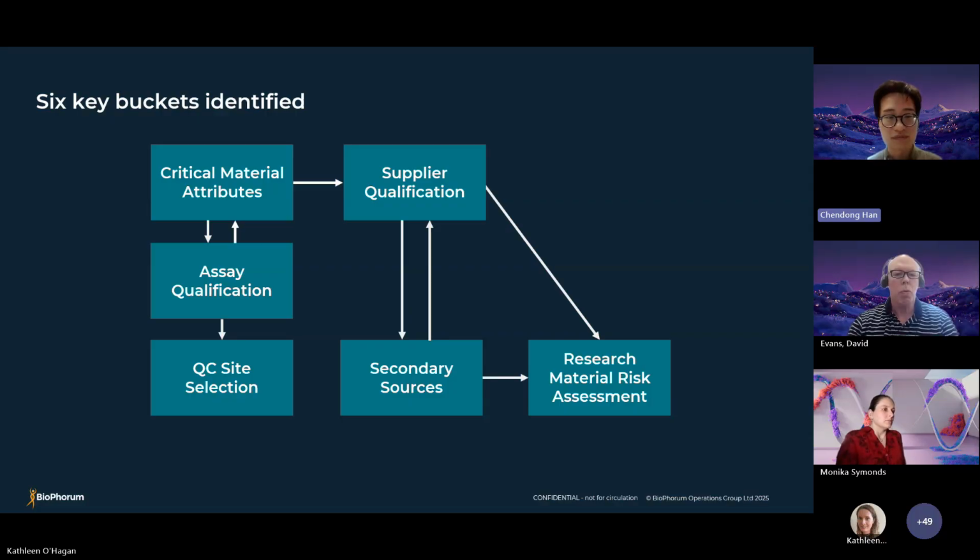So we can start from critical material attributes. These are the attributes of each material that may have an impact on the product quality. And from here, it's associated with assay qualifications, and the assay qualification leads to QC site selection. On the supplier side, we have supplier qualification and secondary sourcing, and lastly, we have the research material risk assessment bucket.